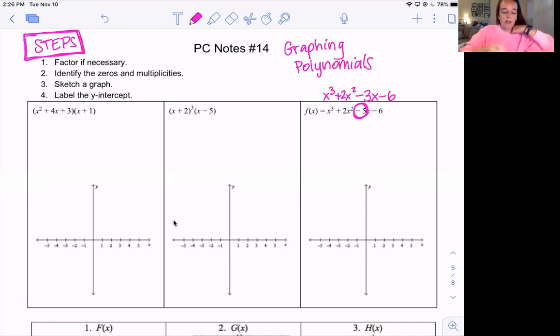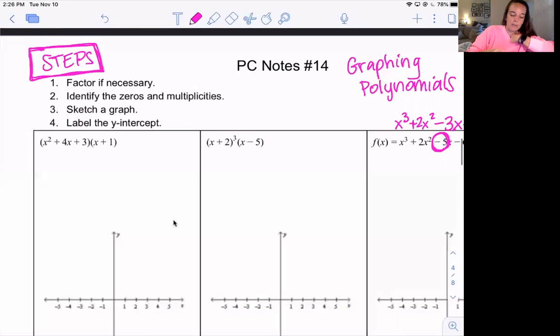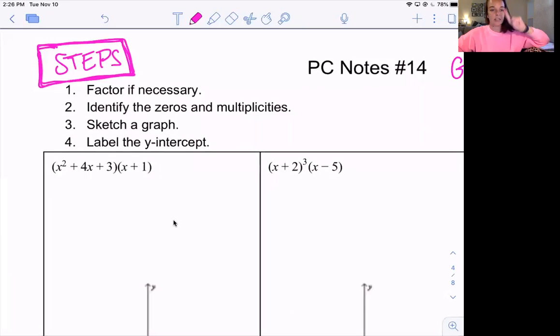Cool. All right, so the 4 steps are listed here. Number 1, we're going to factor if necessary. So if something needs to be factored, we'll break it down smaller. Number 2, we're going to identify the zeros and the multiplicities, like we were just doing. Number 3, we're going to sketch a graph. So we're going to plot those points. And then we're going to label the y-intercept. We're going to decide if it's positive or negative. We'll talk about that when we get to step 3. And we'll talk about how to find the y-intercept.